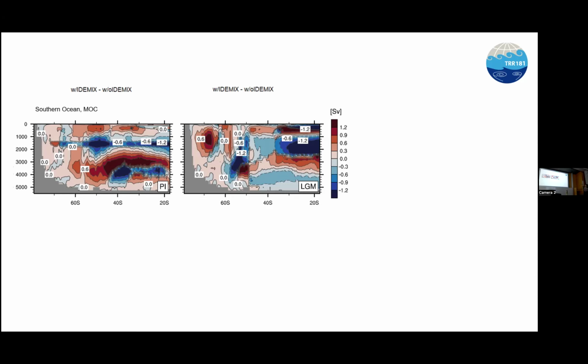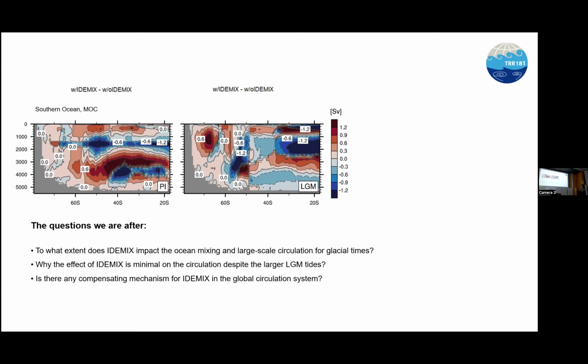I know something is going on here, and as already mentioned, these are our questions: to what extent does IDEMIX impact the ocean mixing and the circulation? And we kind of show those impacts already in our plots. Now, the second question comes: why is this impact so minimal, especially when we have larger LGM tides? So in order to answer these questions, I need more analysis than these.